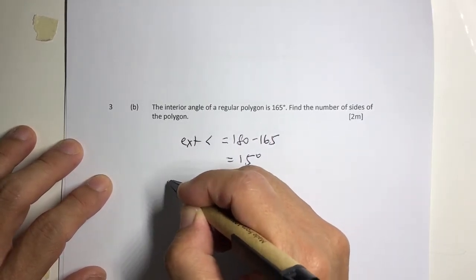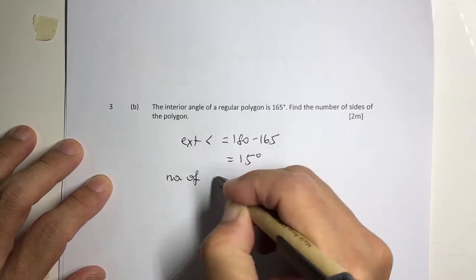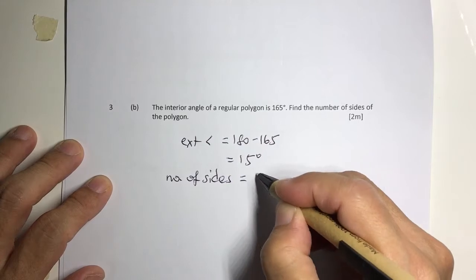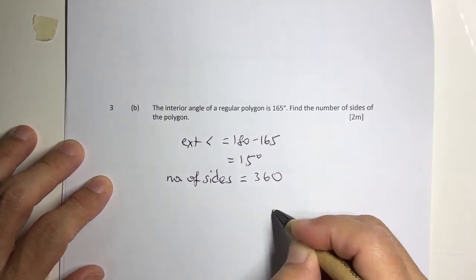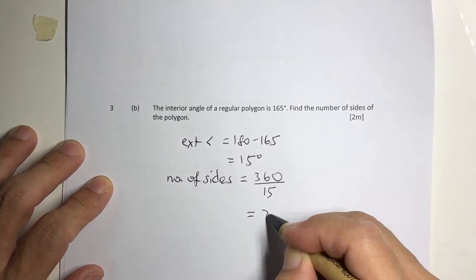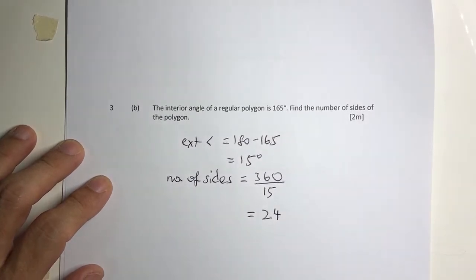Therefore, now we can find the number of sides by taking the total exterior angle dividing by one exterior angle. That will give us 24 sides.